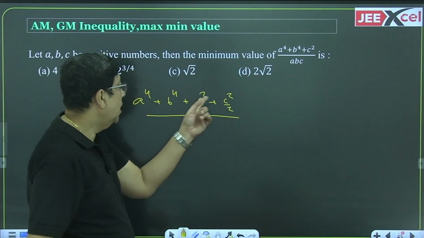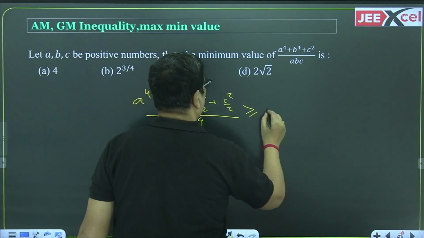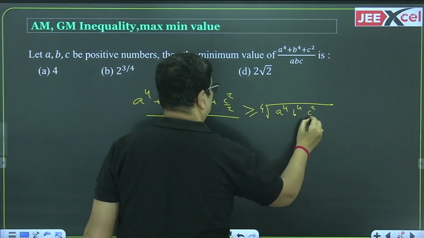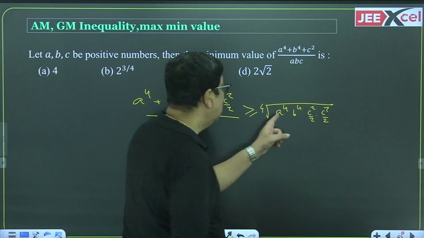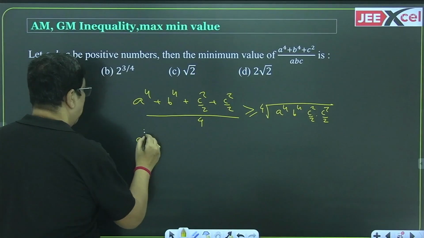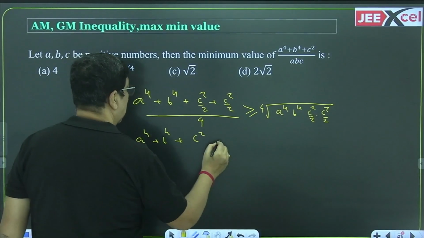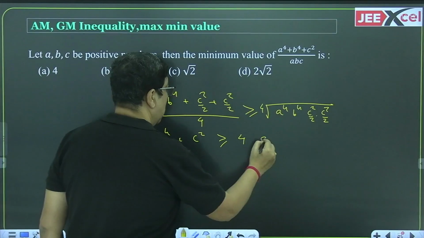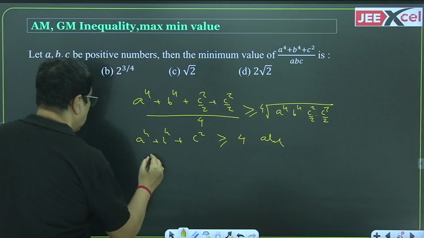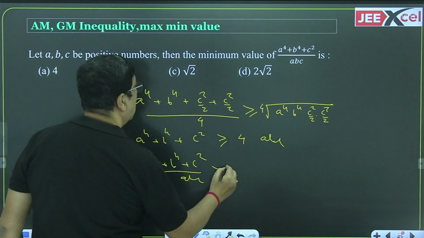Because 4 यहाँ पे multiply करने से power 4 ही होगा. AM is greater than or equal to GM. GM क्या होगा? 4th root of A to the power 4, B to the power 4, C square by 2, C square by 2. जैसे A, B, C का power uniform हो जाएगा. Okay? And in this case, A to the power 4 plus B to the power 4, ये 2 C square by 2, तो ये तो होगा C square ही. Greater than or equal to 4, A, B, C to the power 1/4 of the 4. Okay? Now the final answer is A to the power 4 plus B to the power 4 plus C square by A, B, C is greater than or equal to 4.